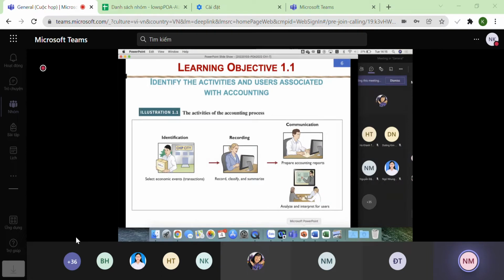The second activity is the recording. We need to record and classify the events, the business transactions. We base on needs of information to classify the things that we need to record separately. And then we summarize the things that we already recorded to prepare accounting reports.